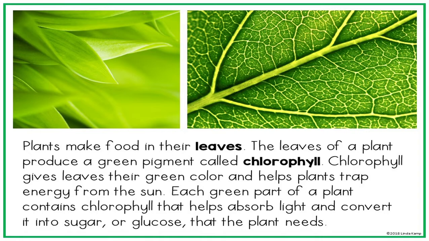Plants make food in their leaves. The leaves of a plant produce a green pigment called chlorophyll. Chlorophyll gives leaves their green color and helps plants trap energy from the sun. Each green part of a plant contains chlorophyll that helps absorb the light and convert it into sugar or glucose that the plant needs.